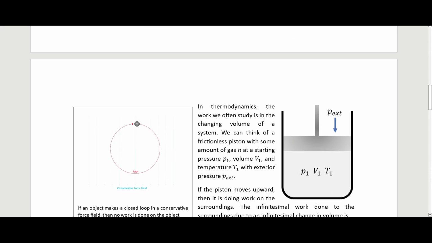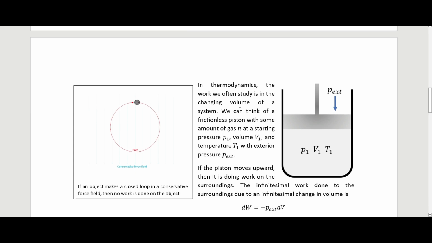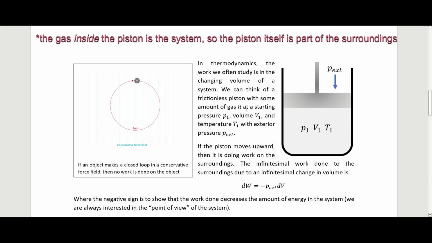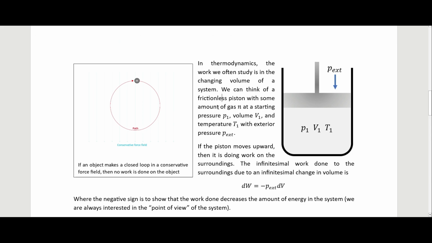In thermodynamics, the work we often study is in the changing volume of a system. So if we look at this piston here as our system, we can think of a frictionless piston with some amount of gas n. So remember, in our ideal gas law, n is the amount of stuff we have at some starting pressure P1, volume V1, and temperature T1 with an exterior pressure P exterior, where the P exterior would be, for instance, like the atmospheric pressure. If the piston moves upward, then it is doing work on the surroundings. So if this is moving upward, then we're doing work on everything around it.